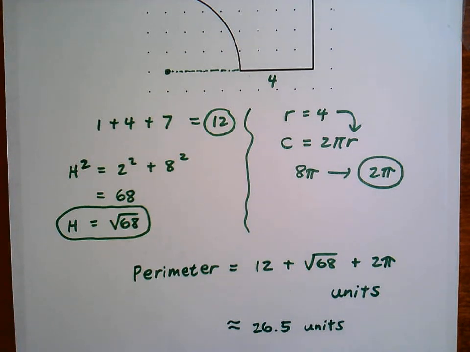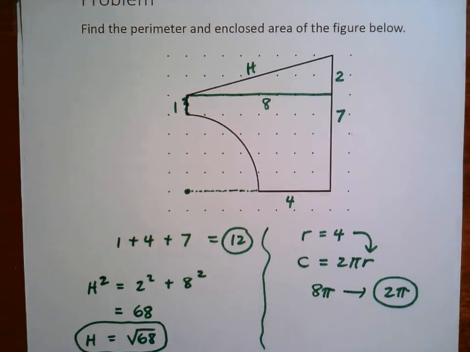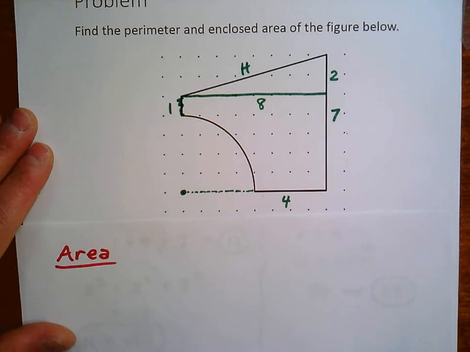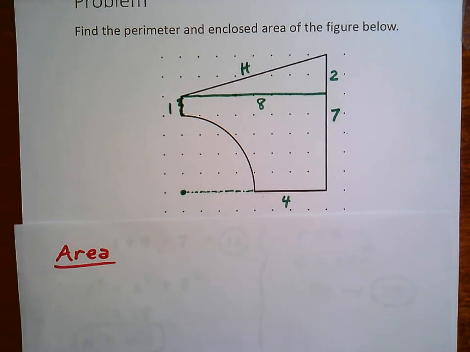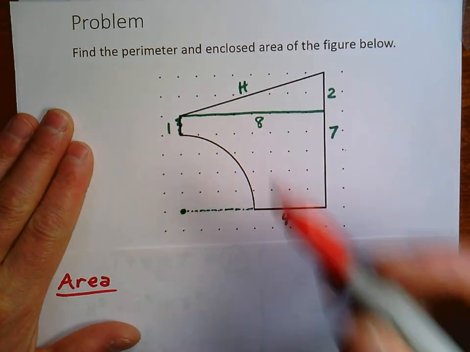So let's answer the different question, and that is how many squares fit inside this figure. So I'm going to use the same figure here. I'll use a different color, and now we're going to talk about area. Okay, so look at the same figure. So you could break this figure into pieces in which you could calculate the area. I'm going to do something different here. I'm going to use a subtractive method to find the area.